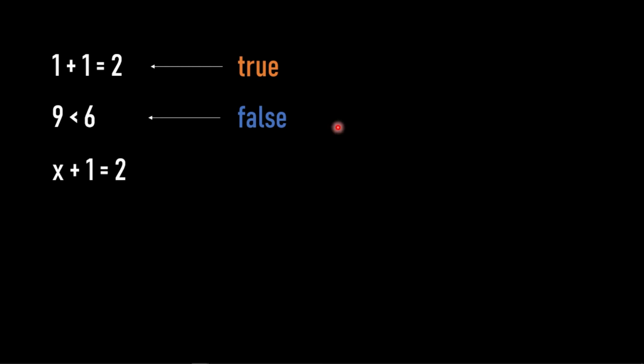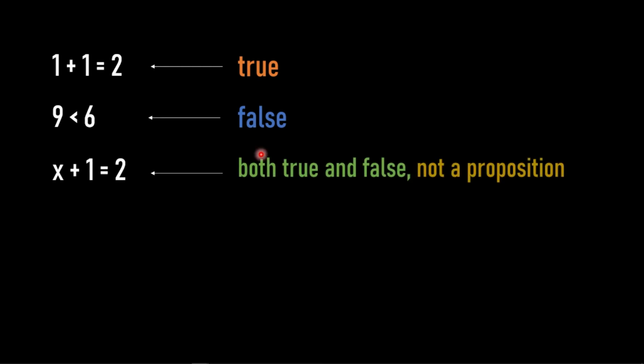x plus 1 is equal to 2. This statement can be true or false. Why? If x is equal to 1, then 1 plus 1 is equal to 2, which makes this statement true. However, if x, for example, is equal to 4, then 4 plus 1 is not equal to 2, which makes this statement false. Hence, this is not a proposition since it can be both true or false.